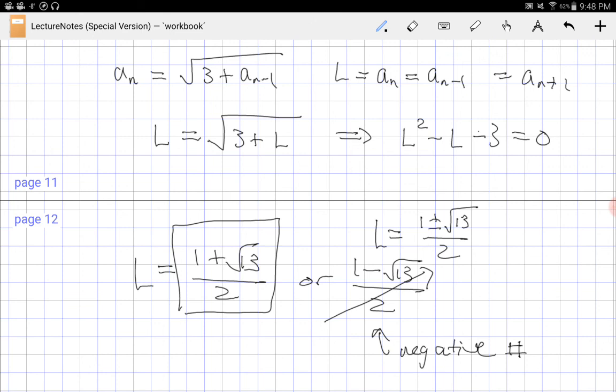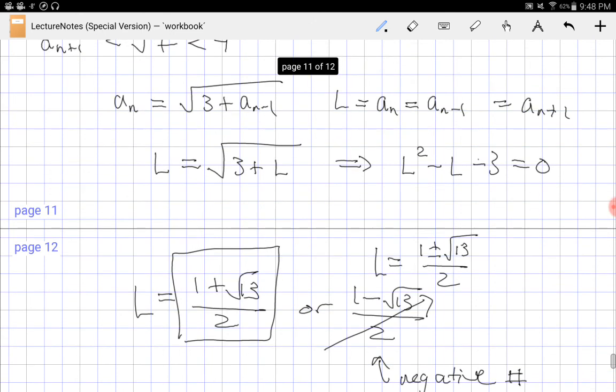So that's the limit of the sequence defined by a1 equals 1 and a(n) equals the square root of 3 plus a(n-1).